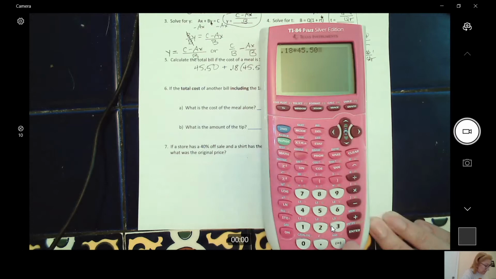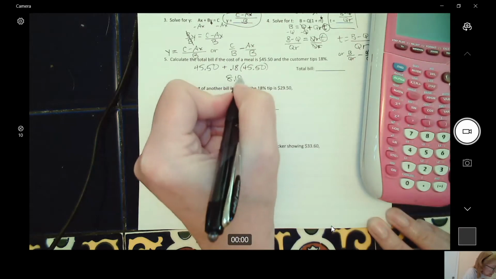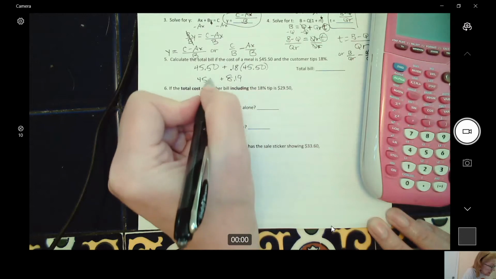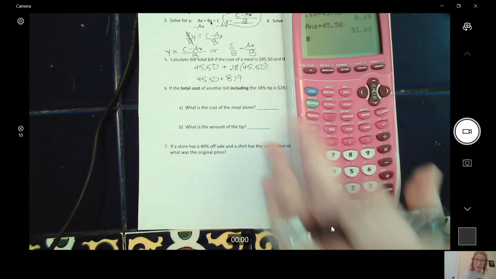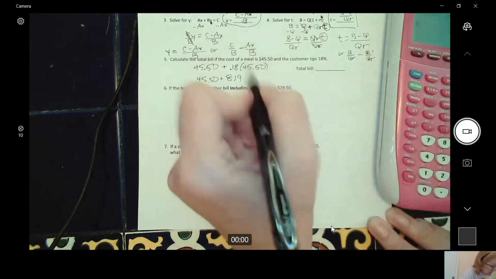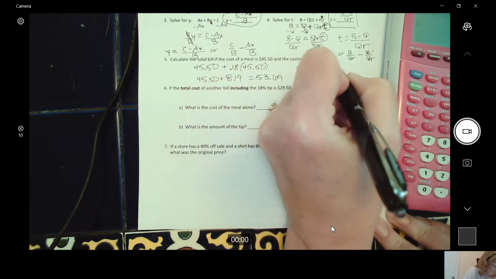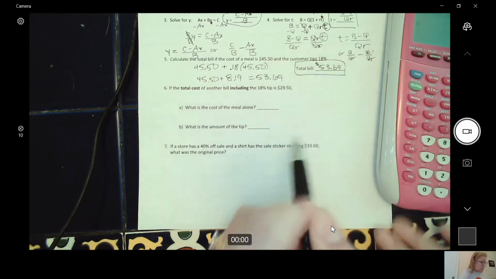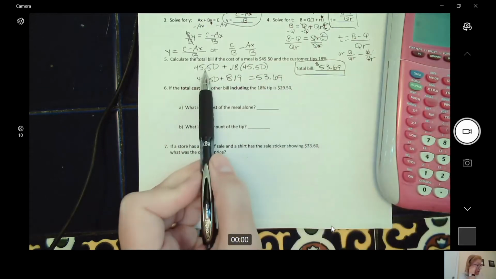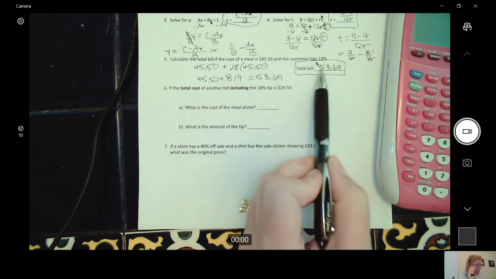18% of $45.50 is $8.19. So the tip part is $8.19, and then I'm going to add that to the 45.50. Added to 45.50, it's going to give me $53.69. Okay, so I'm going to talk about other ways to do that calculation, because what that says is if I start with 45.50 and I increase it by 18%, I get 53.69.